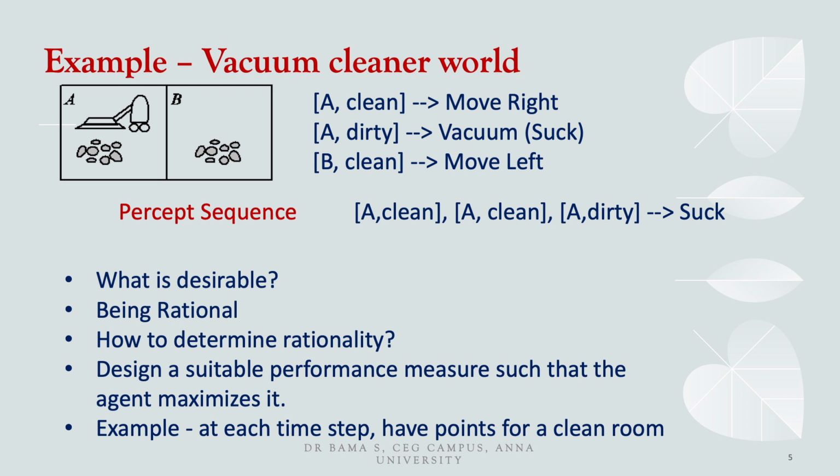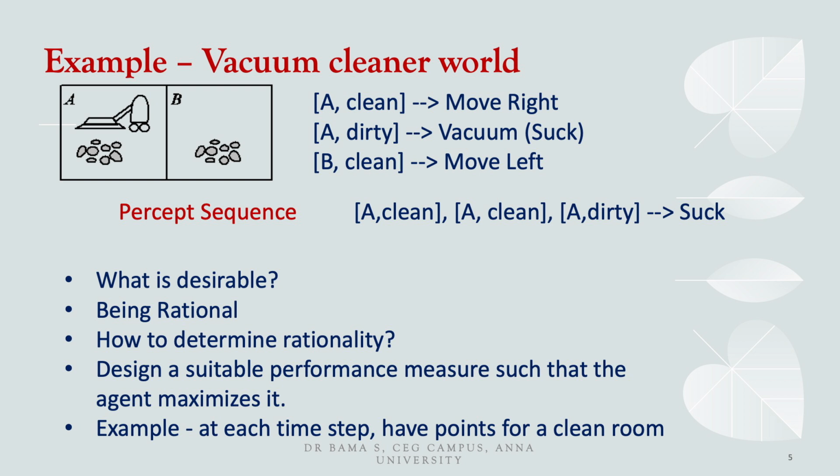And now what is desirable? The desirable can be put in multiple ways, which is being rational. Rational is doing the right thing. And how do we determine rationality? For human beings, rationality is a different thing. For machines, how do we say that it is doing the right thing?